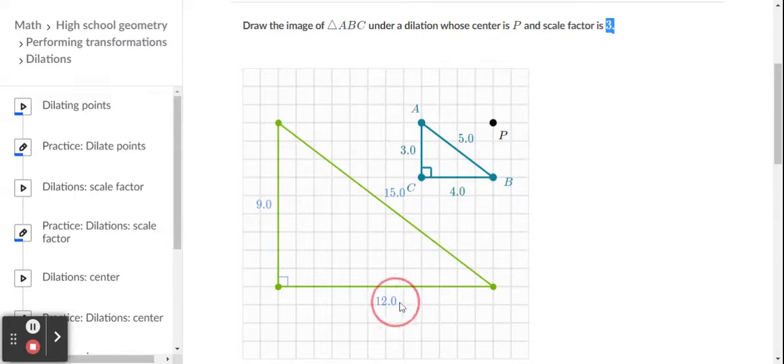You can already tell they give it to us right here. So see how from A to B used to be 5, and now it's 15. From A to C used to be 3. 3 times 3 is 9. C to B used to be 4. 4 times 3 is 12. So everything got 3 times as far away from the center of dilation.